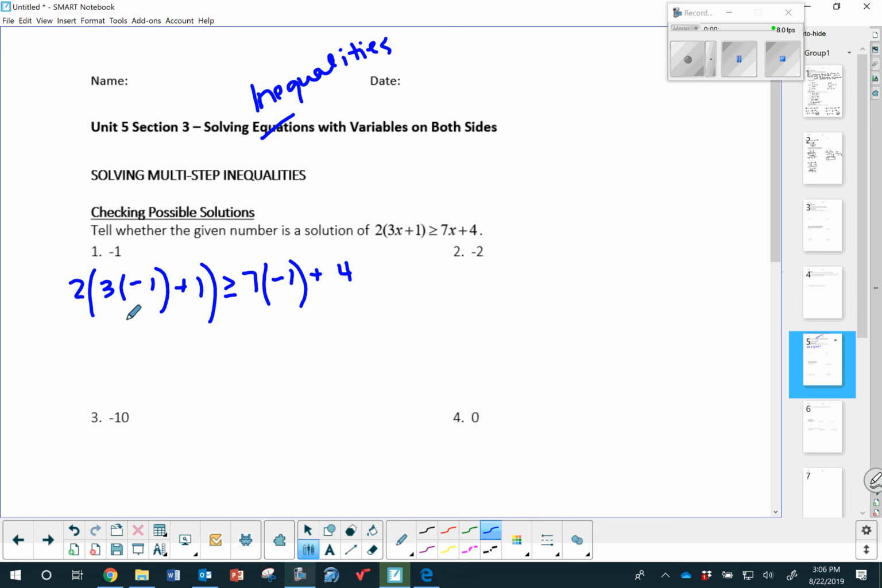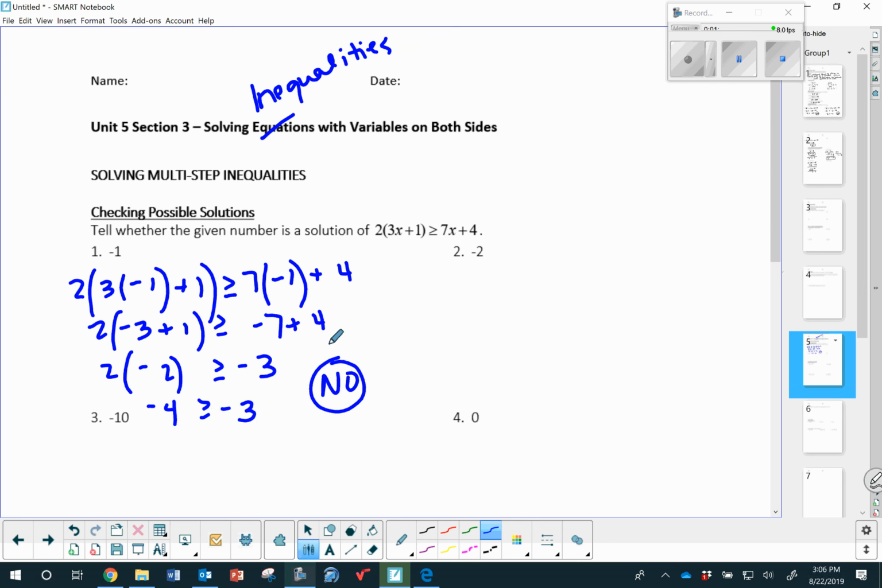3 times -1 is -3. Plus 1, times 2, is greater than or equal to -7 plus 4. -3 plus 1 is -2, times 2 is -4, is greater than or equal to -3, and the answer is no, that is not true.